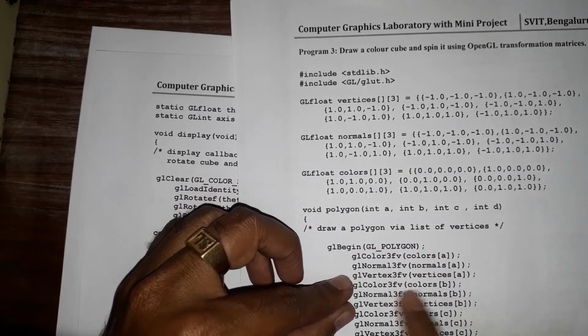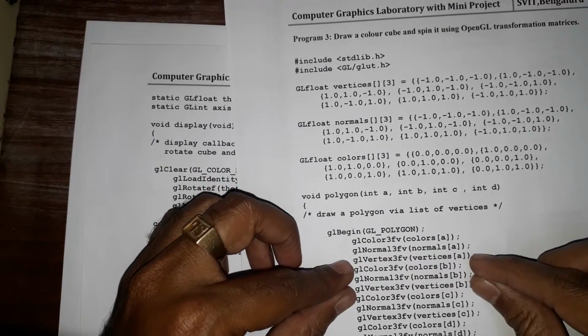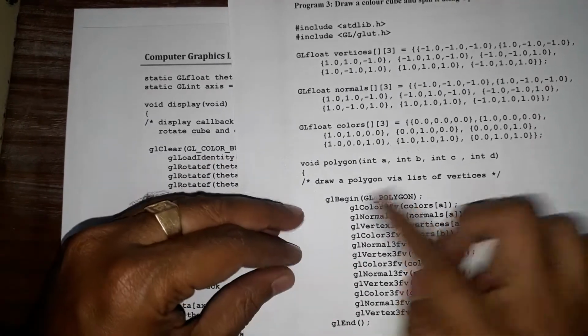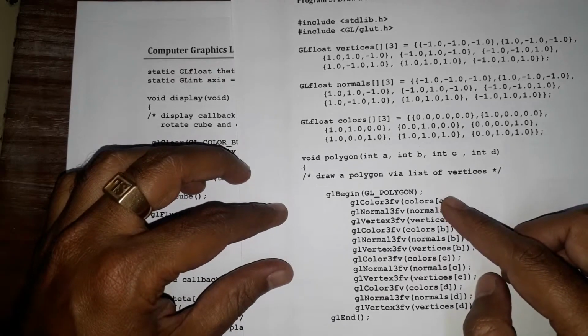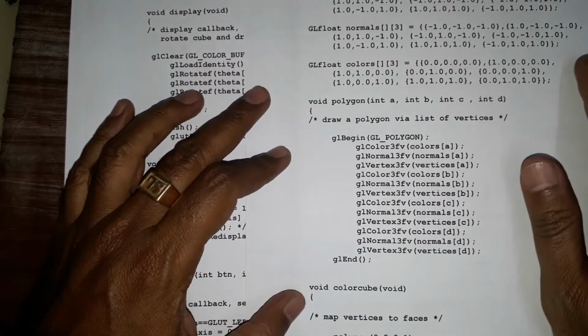Similarly, the color, normal and vertex for the second vertex, and similarly for the third and the fourth. This forms one face of the polygon. So in total we have 6 faces and 8 points.